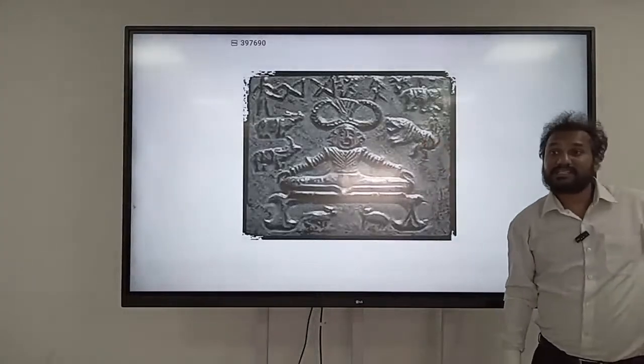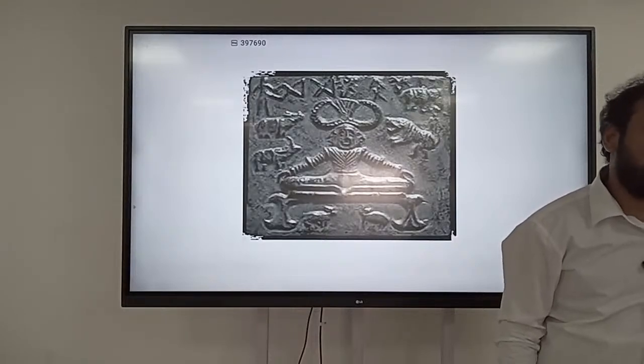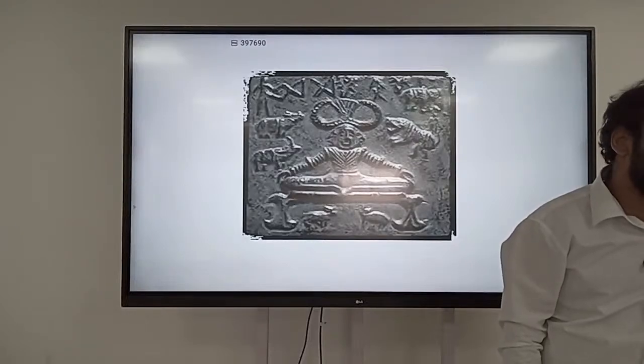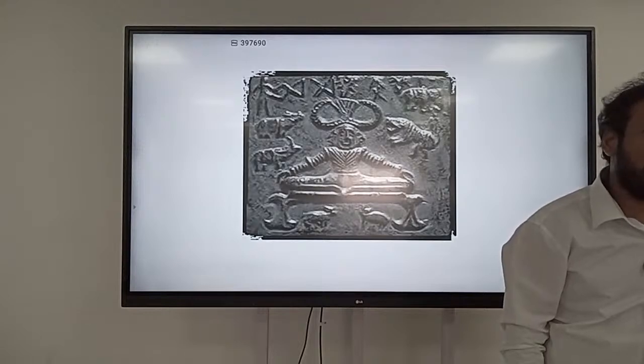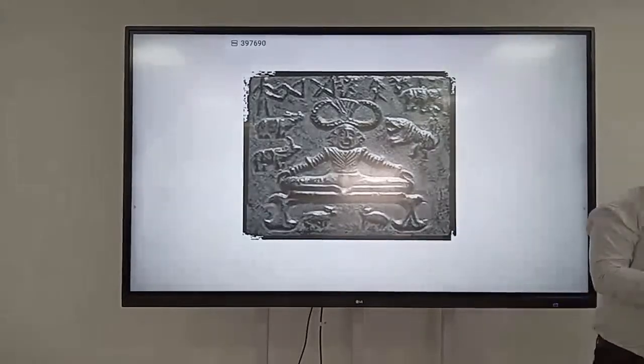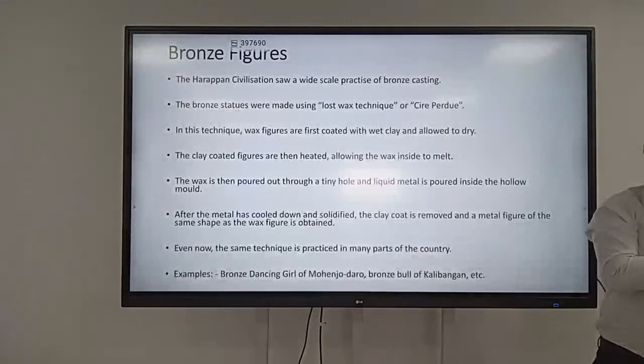Bull is a sacred animal for IVC people, like cow is a sacred animal for the Vedic people. In the same way, bull was a sacred animal for IVC people. They were also animal worshippers. They worshipped nature, trees, animals, and birds like dove. That we can find in the art of the IVC people. Understood? Seals. Then we have bronze.